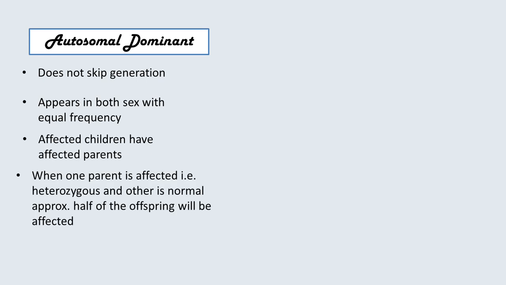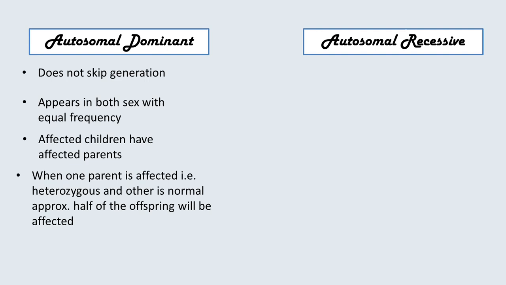And now, the most important point is that when one of the parents is affected, that is heterozygous in condition, and the other parent is normal, approximately half of the offspring will be affected. We will be using this rule when we are solving the questions. The next one we are having is the autosomal recessive.